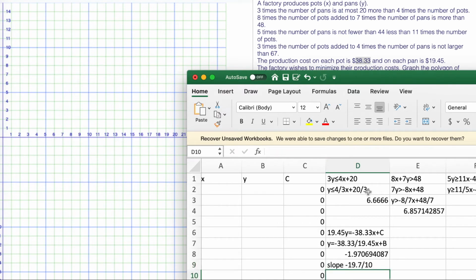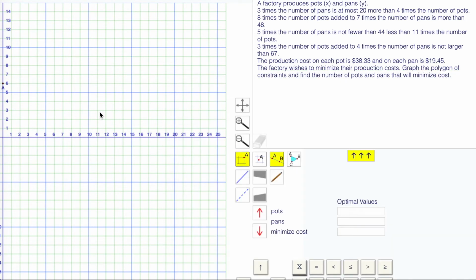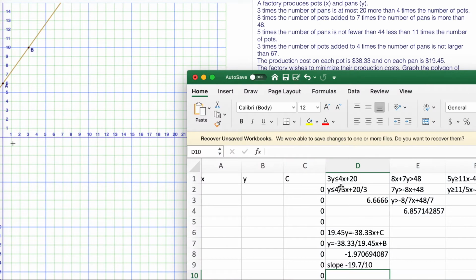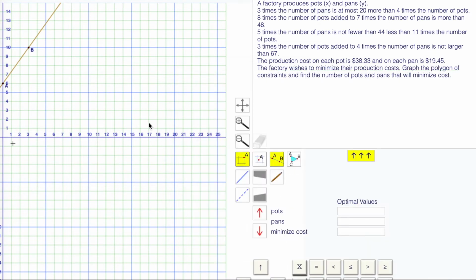So let's plot everything that we know. Y is less than or equal to 4/3 x plus 20 over 3, which is 6.6 repeating. So I'm just going to go to my 6. And the slope is 4/3. So move over 3 and up 4. 1, 2, 3, 4. It is less than or equal to, so it's a solid line, and we are shading below.